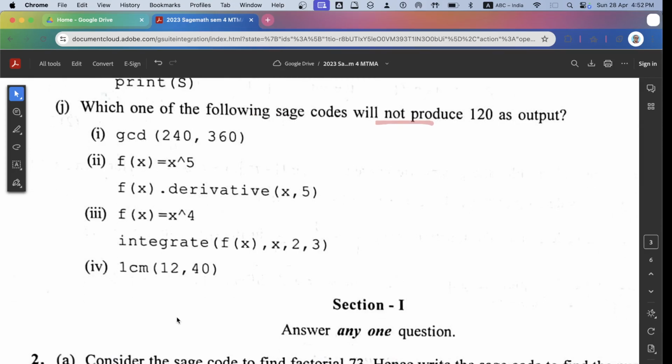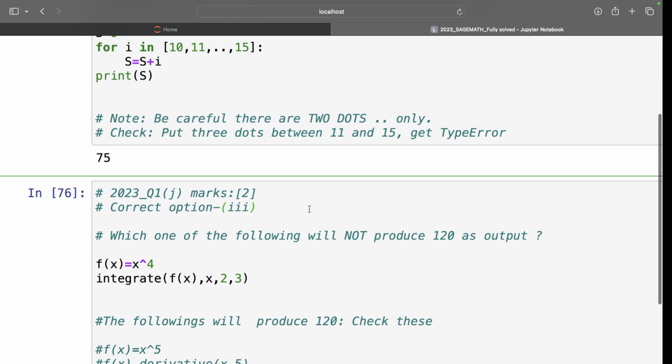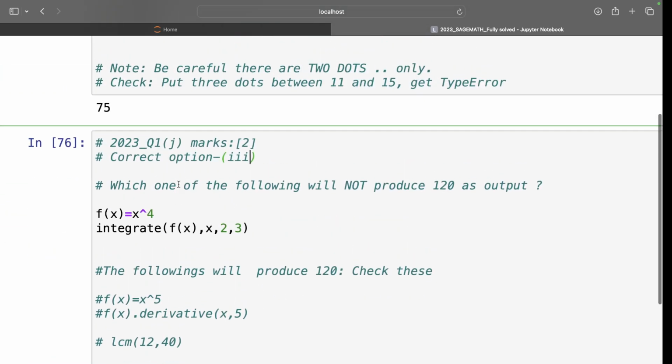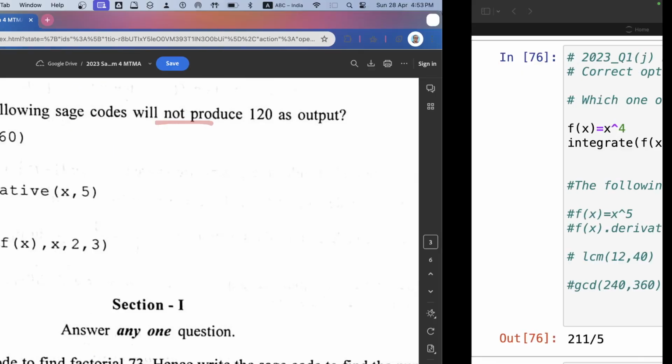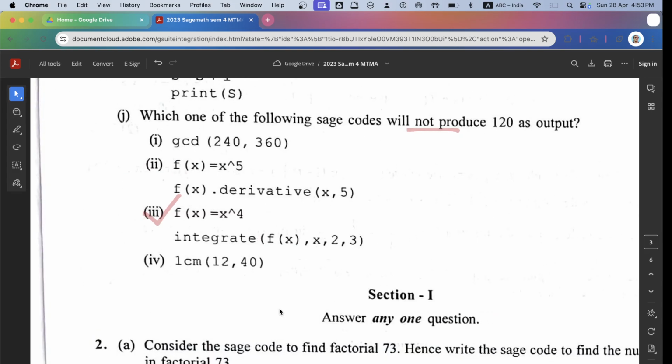Integrate this, so the answer is 3. The correct answer is 3, since it will not produce 120. Next, section 1.